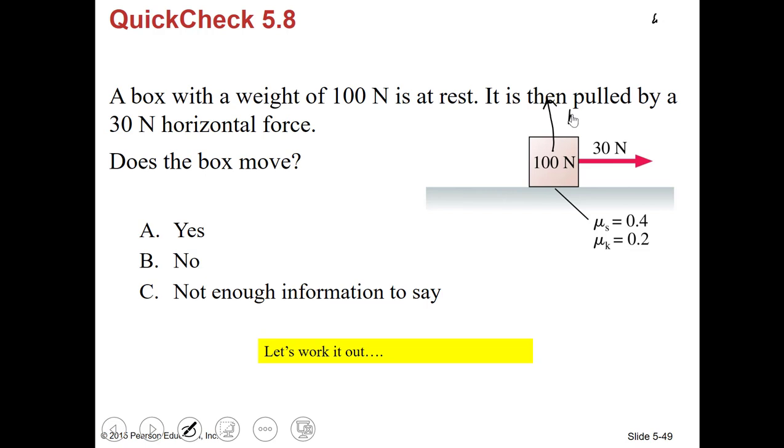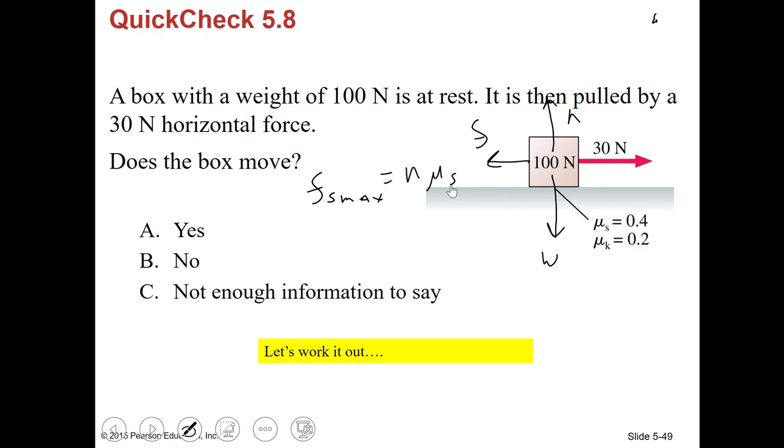So here's the normal force. Here's the weight, which is equal to m times g. And then we've got friction this way. We don't know right now whether it's static or kinetic. What we can do is figure out if this is even going to move. So let's figure out the maximum amount of static friction. So maximum is normal times mu sub s.